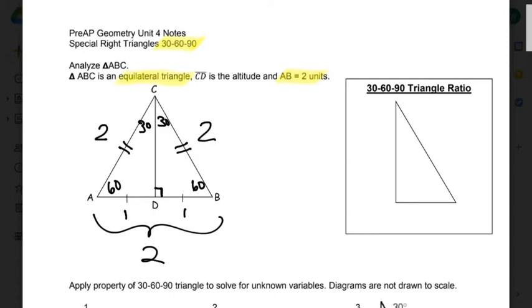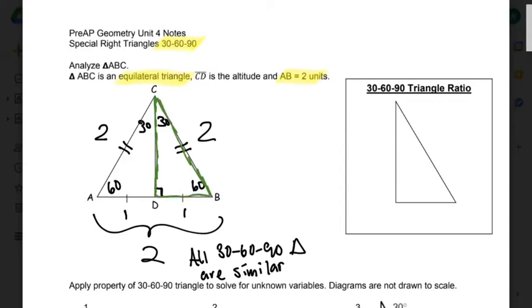So like what we saw with the 45, 45, 90, we had a ratio that goes along with them. We noticed that they're all similar. It's going to be the same case with our 30, 60, 90. So all 30, 60, 90 triangles are similar. So if I look at the sides of one of my triangles, let me get a different color right here. If I just isolate our triangle here that I have in green, there's my 30, 60, 90 right there.